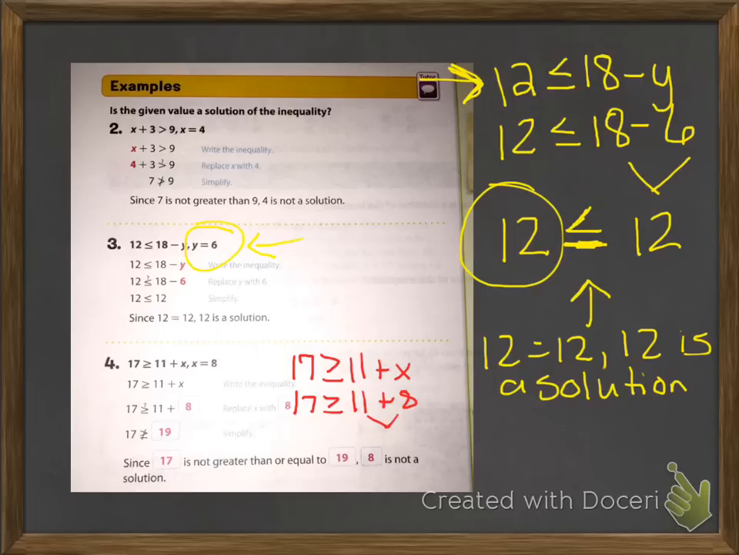11 plus 8 gives you 19. And then you've got your 17 is greater than or equal to. Obviously 17 is not greater than or equal to 19, so therefore it is not a solution.